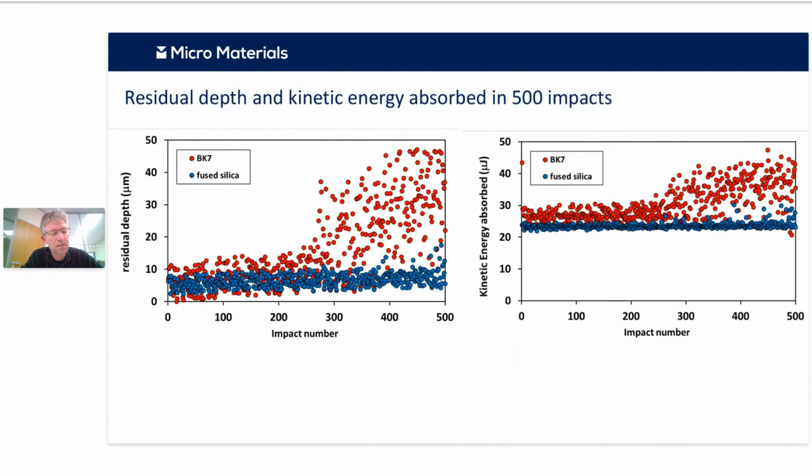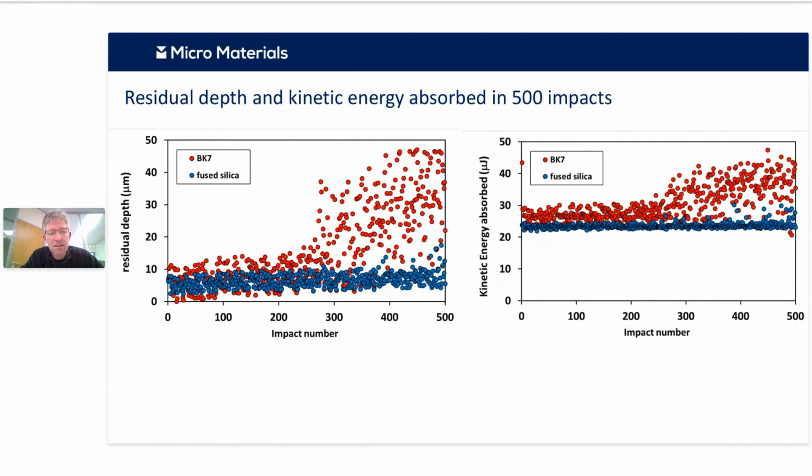So if we look here to contrast BK7 and fused silica, on the left we're looking at the residual depth from the impact process. There's a little bit of cracking on the fused silica, and a little bit of variability. Depth's around 5 microns. You can see on the BK7 that it starts off fairly similar, but there's an upward trend in that residual depth. And then after about 260 impacts, there's a change to a more severe damage regime, where we're getting up to around 50 microns of depth per impact.